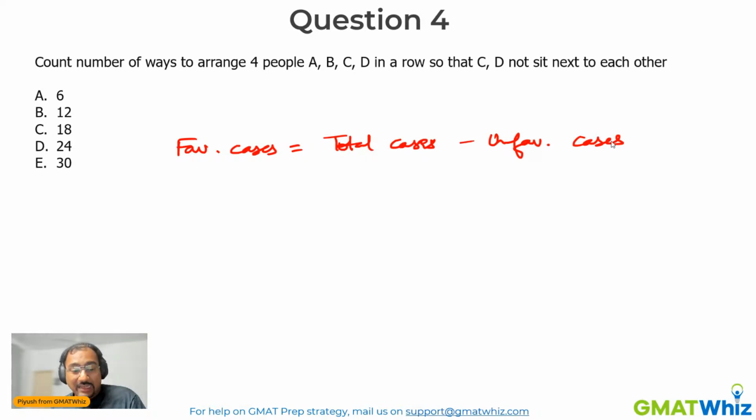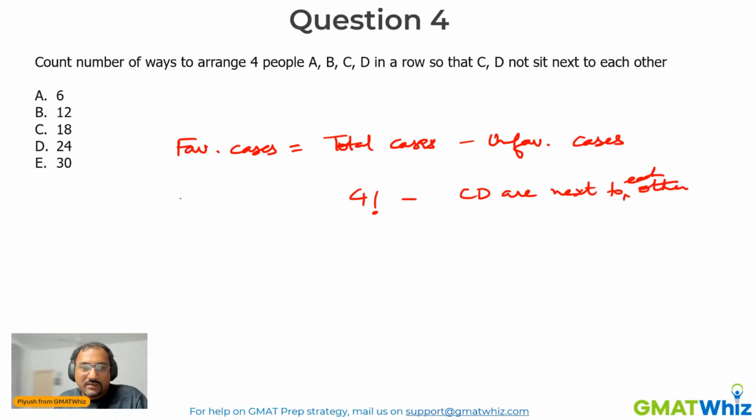So I can just take out the total cases, which is 4 factorial, because I have to arrange all 4 of them in a row. And then I can take out the case when C and D are next to each other. Okay, and that's my answer to the question.